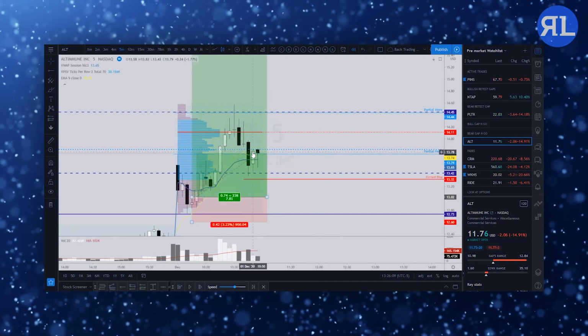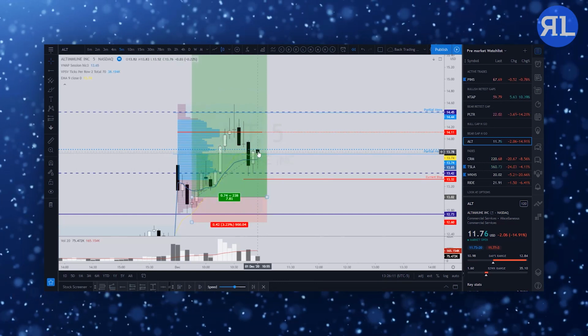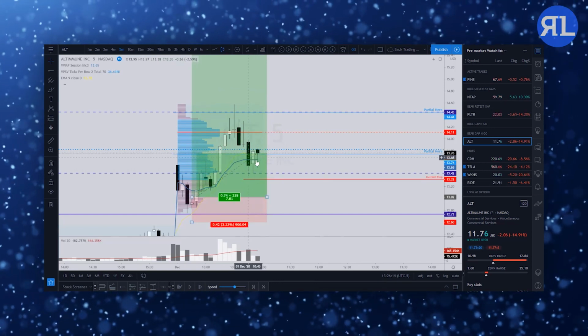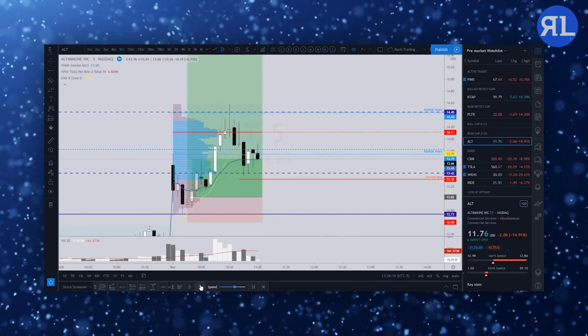That's good. It's holding above the VWAP. So we got the regain of the VWAP right here, and we're closing above the VWAP again. We're holding this level, so let's continue to watch this.